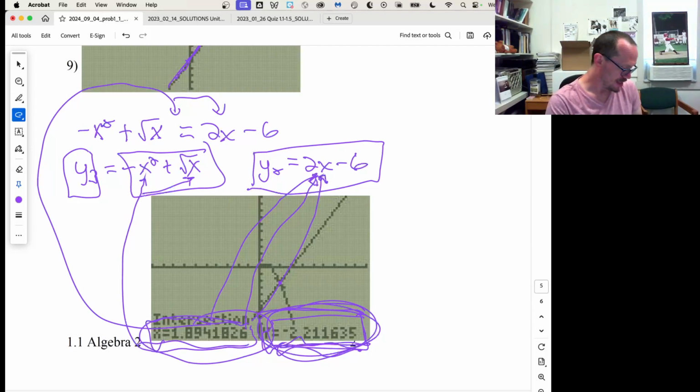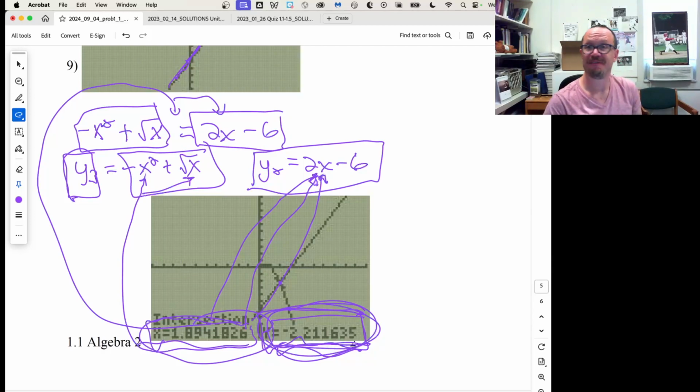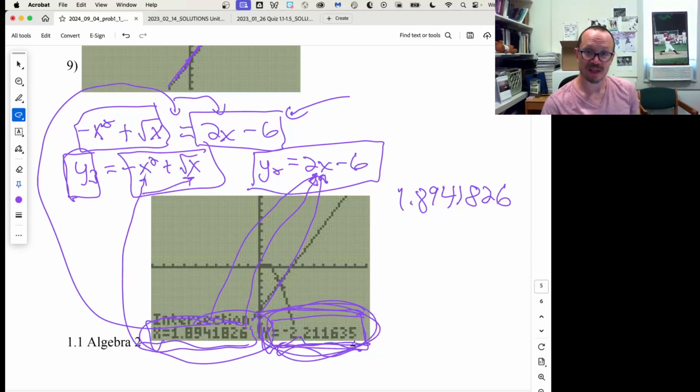All I have to do is graph the left-hand side, y2 equals the left-hand side, y1 equals the right-hand side, find the intersection and write that x value down. So 1.8941826 is the answer to this made-up equation right here. It's not actually even a problem. It's certainly not a problem on the homework. It's not even a problem in the workbook, but there's the answer.